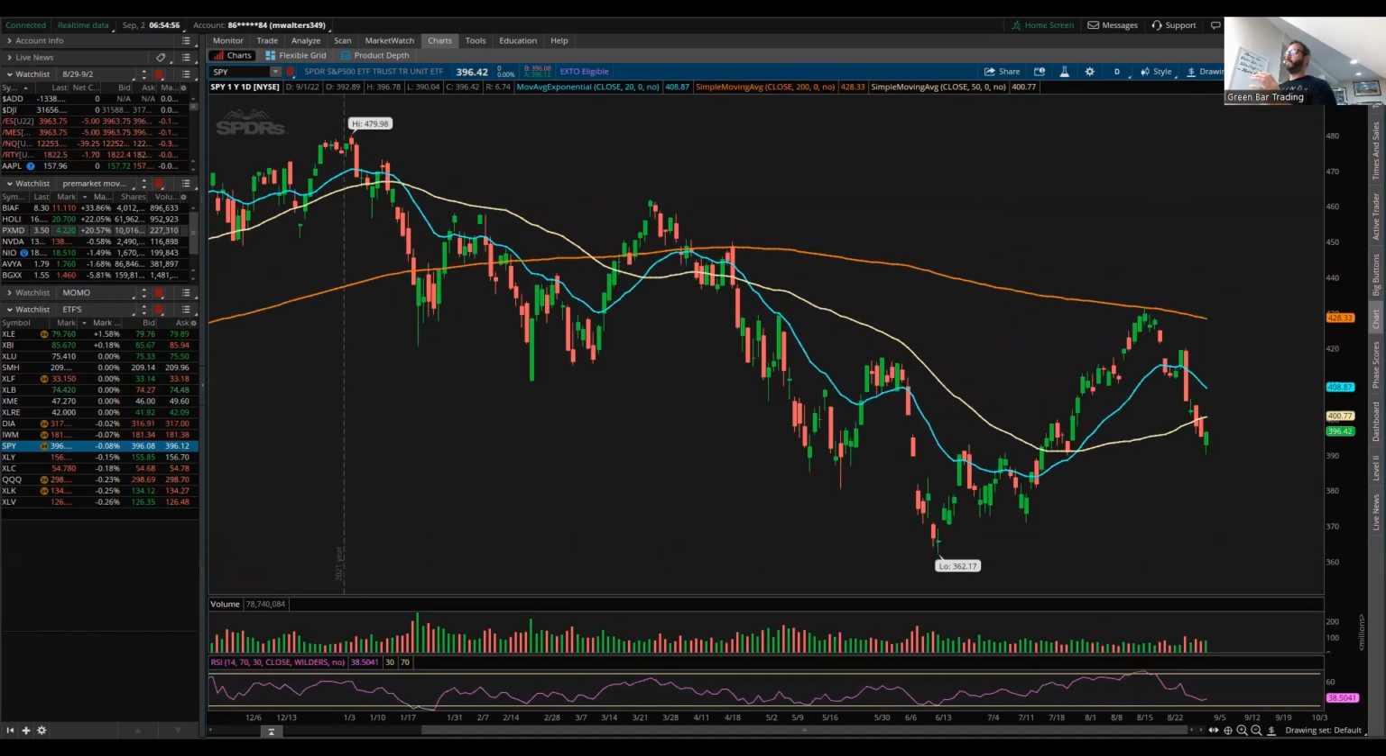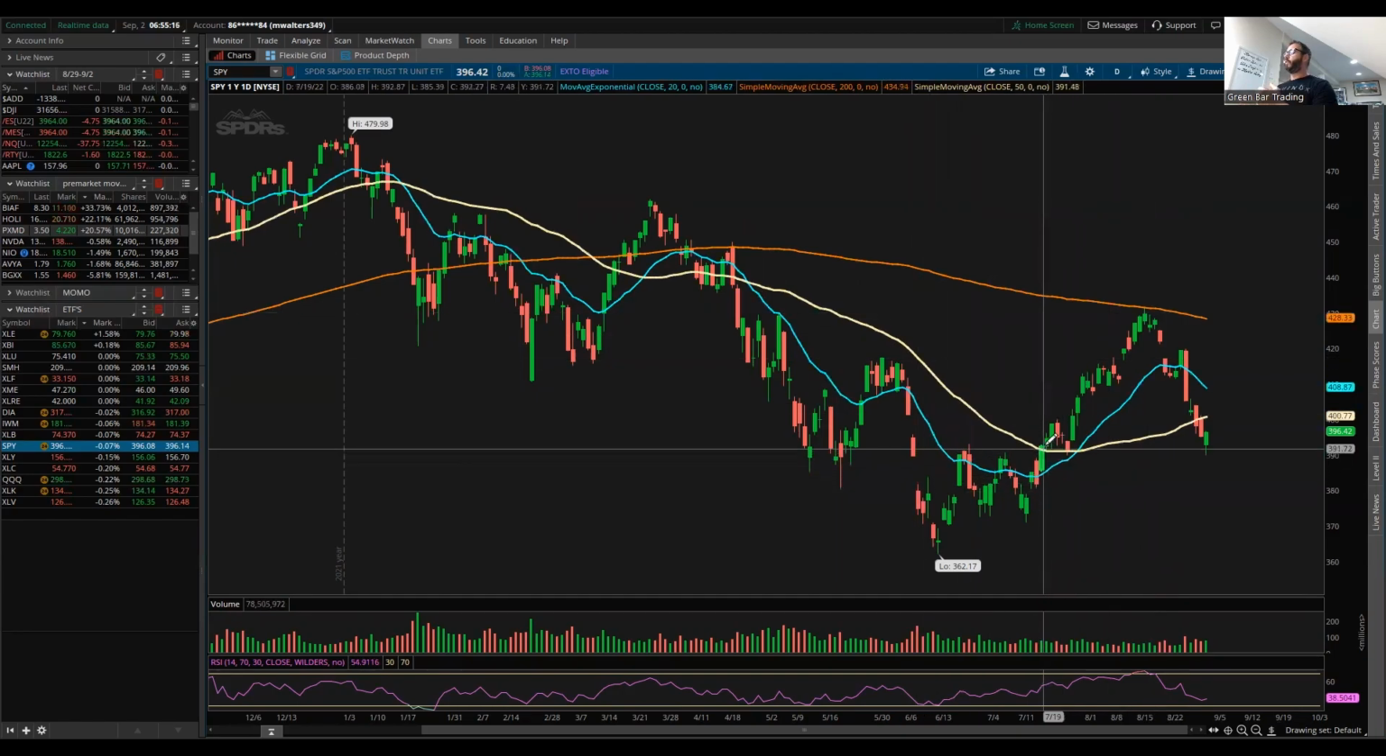Very simple indicator to use. The 50-day, the 200, these are very well respected moving averages. That's why I have them on my chart, because if everyone else is looking at them, might be something that we would want to also look at.